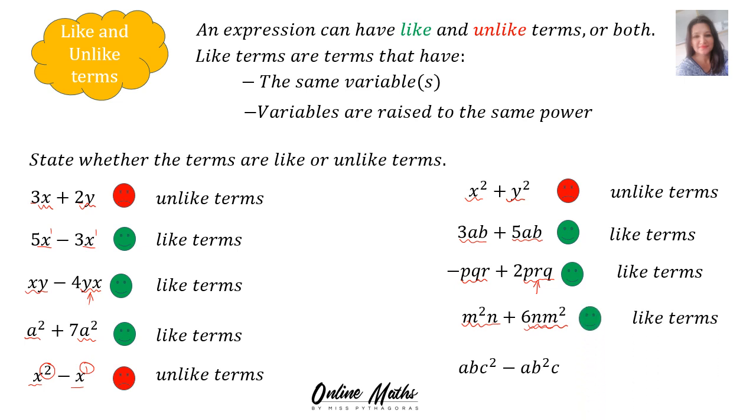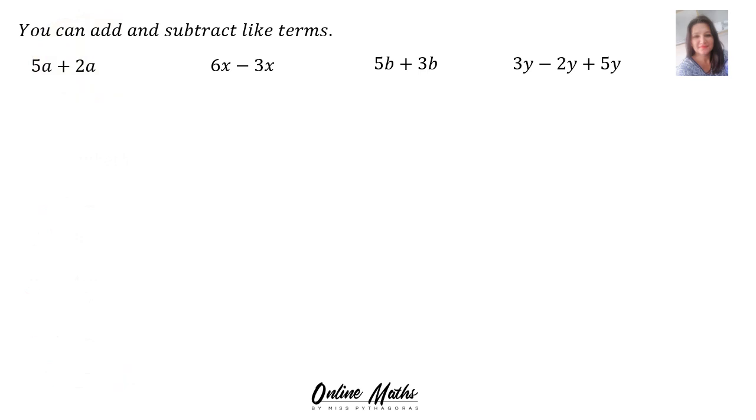And then the last one, abc squared minus ab squared c. Can you see? Here the square is on the c and there the square is on the b. Therefore, they are unlike terms. You can add and subtract like terms. So let's do a couple.